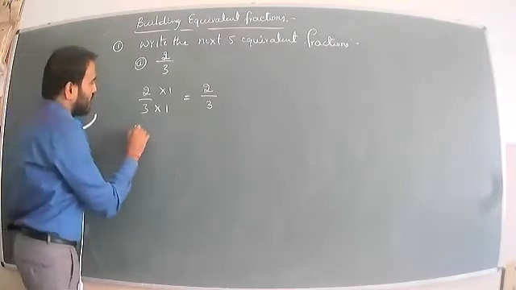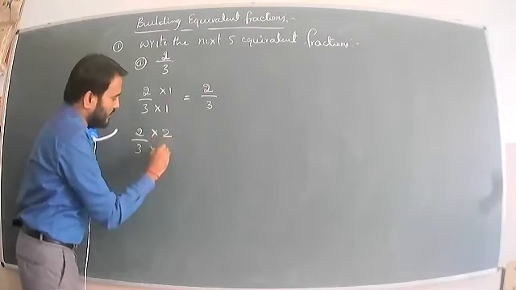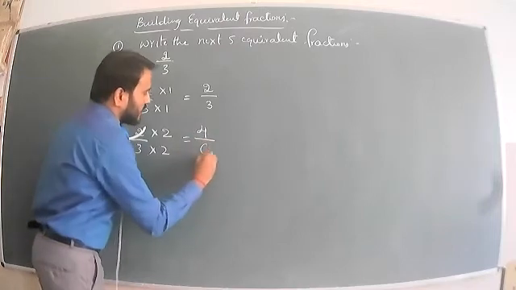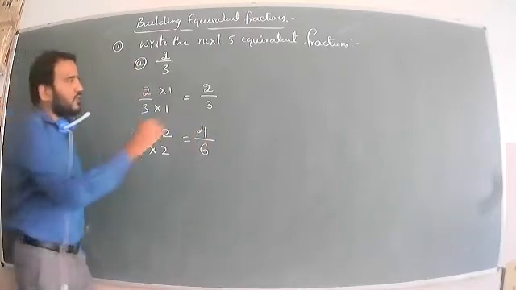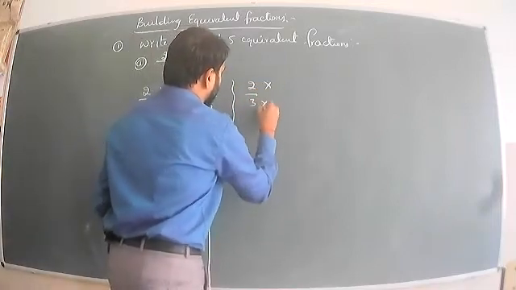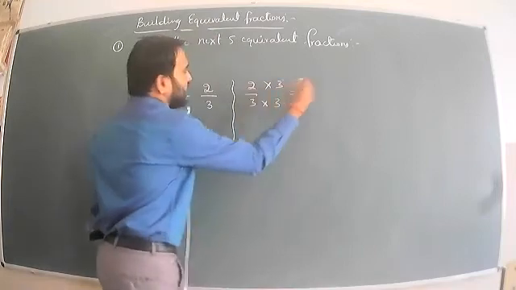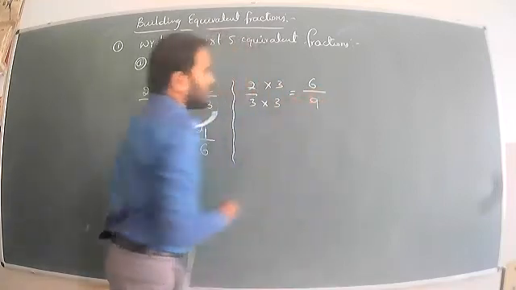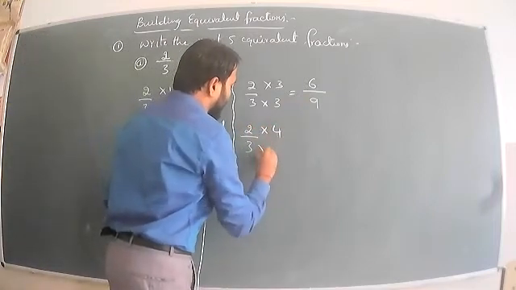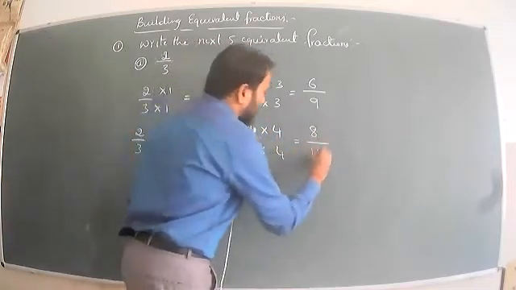So next one, 2 by 3, already we have multiplied by 1. Next number is 2. 2 times 2 is 4, 3 times 2 is 6. Next, 2 by 3 multiplied by 3, since 1 and 2 are over. 2 times 3 is 6, 3 times 3 is 9. Next 2 by 3 multiplied by 4. 2 times 4 is 8 and 3 times 4 is 12.